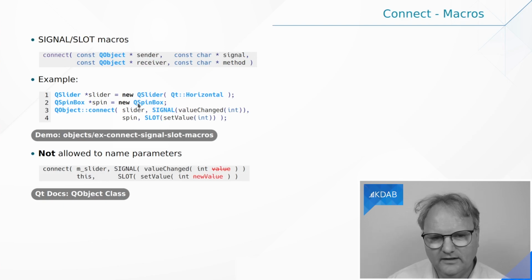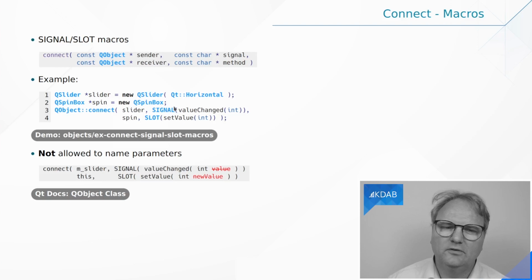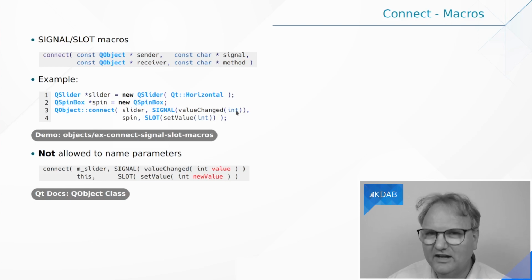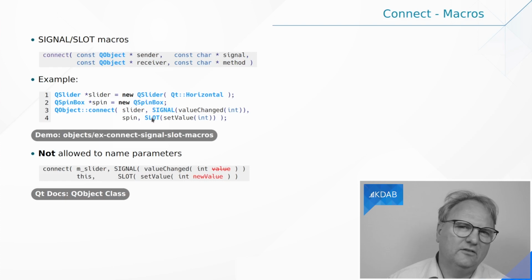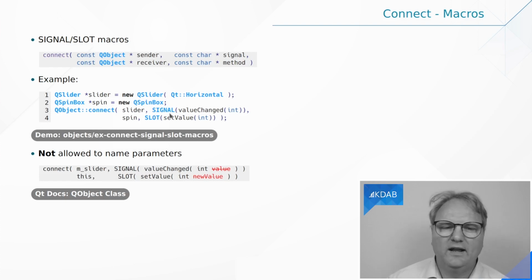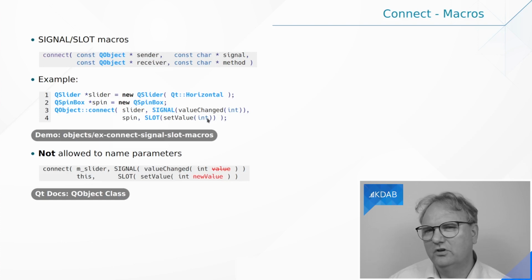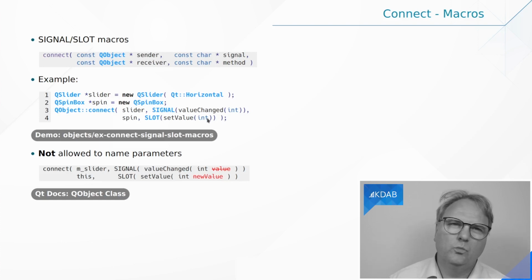So I would write SIGNAL in capital letters, and then the signal name and the type list, then SLOT and the slot's name and its type list. And if it was a signal to signal, I would have written SIGNAL here instead. And that is what it needed to notice. That was why these were not just regular strings, which retrospectively would have been a better idea, I guess.